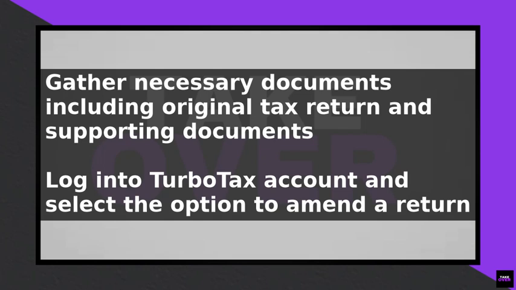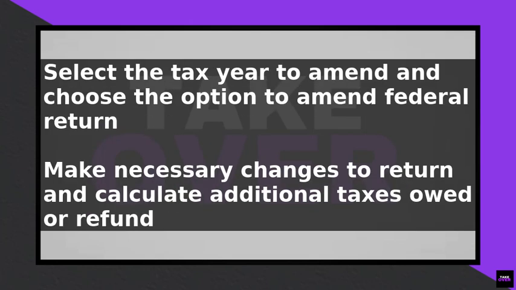Select the tax year you want to amend and choose the option to amend a federal return. TurboTax will guide you through the process, asking questions to determine which forms need to be changed. Make the necessary changes to your return, and TurboTax will calculate any additional taxes owed or refund due.